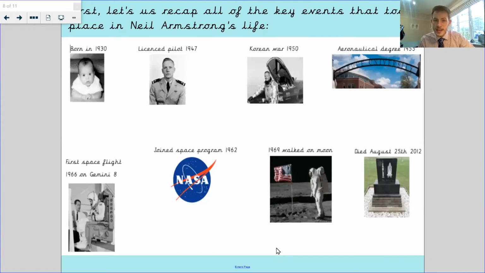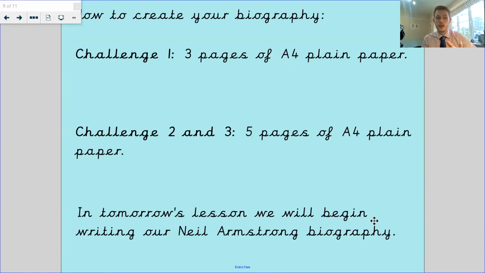So first, let's just do a recap of the key events that took place in Neil Armstrong's life. This is the Challenge 2 one that I gave out yesterday, I believe. You can see you've got born in 1930, pilot's license in 1947, Korean War in 1950, aeronautical degree in 1955. And then these are the two that I swapped around. So he joined the space program in 1960, the first space flight in 1966 on the Gemini 8. He then walked on the moon in 1969, and then he died in 2012. So those were the key events that took part in his life. Okay, so I'm going to show you now how to create your biography.